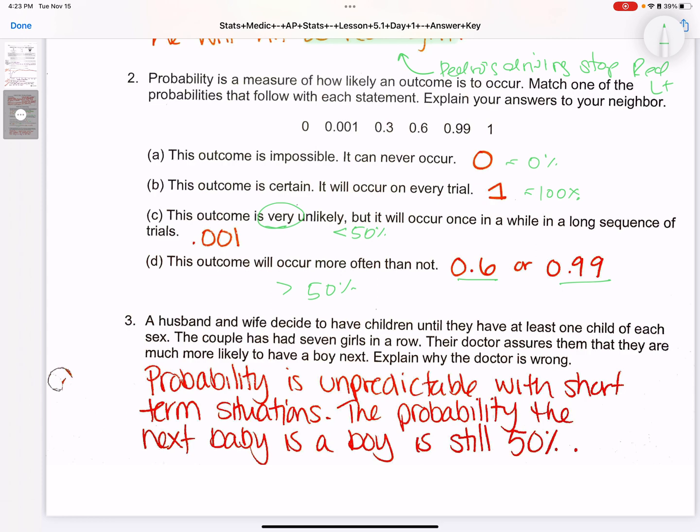Number 3, the doctor's wrong because probability is unpredictable in short-term situations. The probability of the next baby is still 50%. And remember that each birth is independent from the next. And since they're independent from each other, remember that each one is 50%.